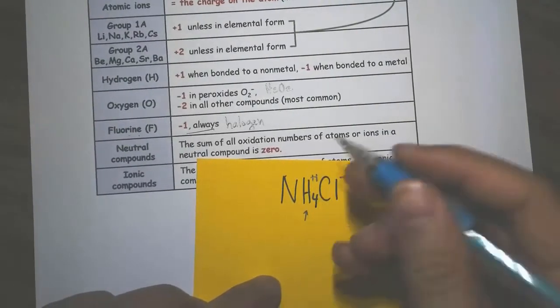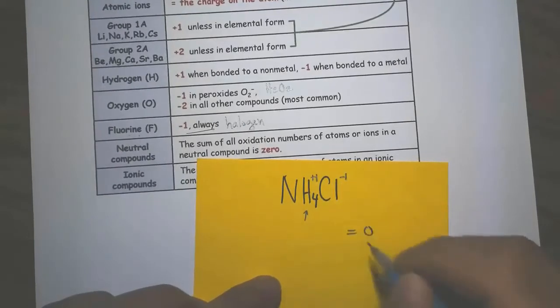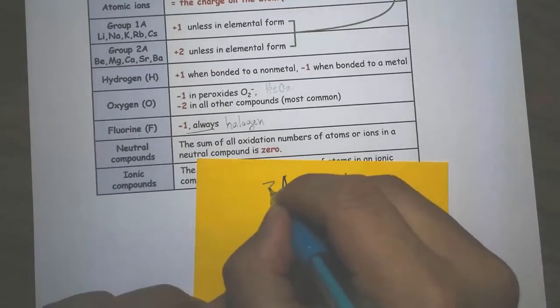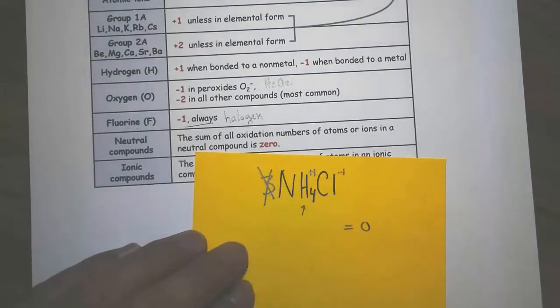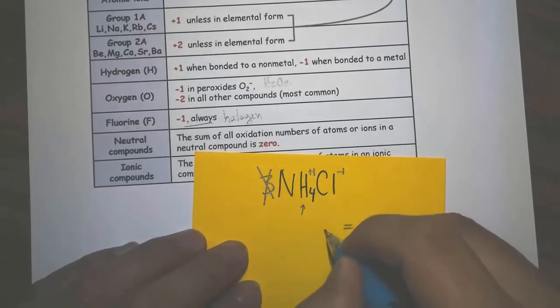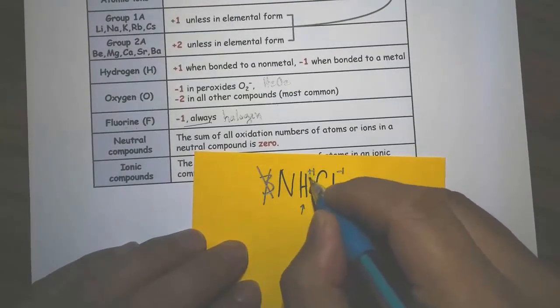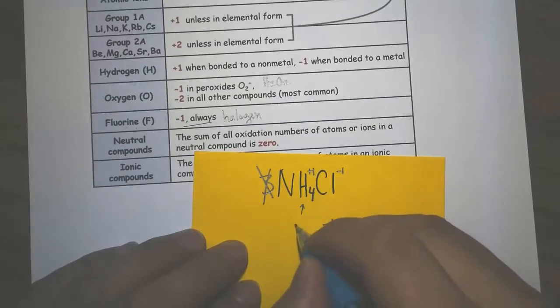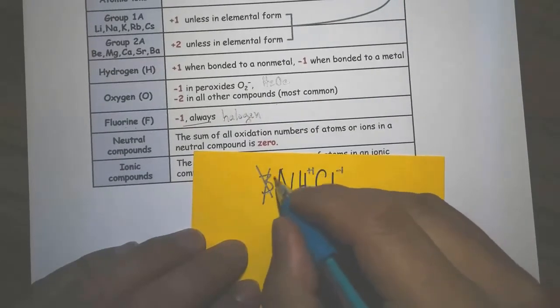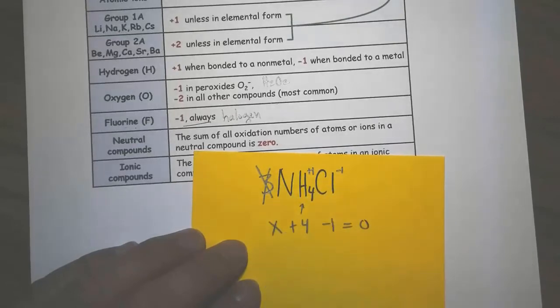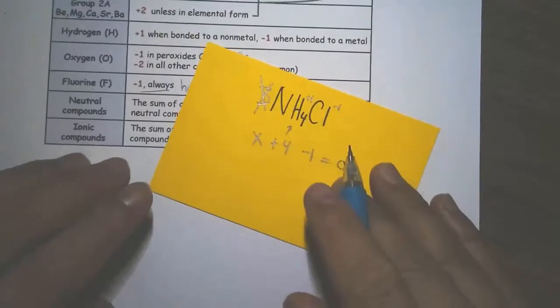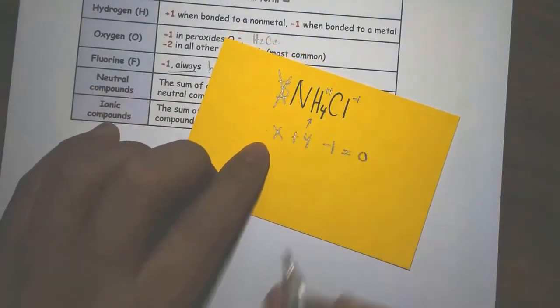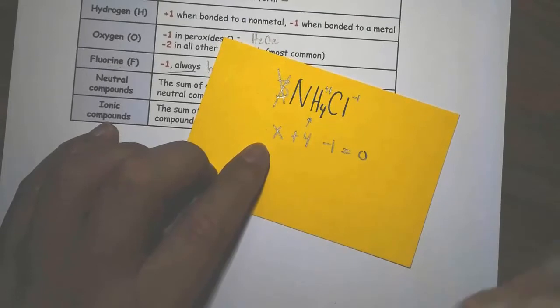So if that's -1, let's go back and do the math. The totals add up to 0. Now what if I put a coefficient here like 3? Do we care about that 3 at all? No, because we're looking at individual atoms. So we have -1 for chlorine and +1 for hydrogen, but we have 4 of it, so that's going to be +4, and we don't know anything about nitrogen, so it's going to be X. Of course, to represent a variable, it has to be plus X, so we can solve out the negative later. We have just X for nitrogen because we don't know if it's going to be positive or negative, but we can solve for that.